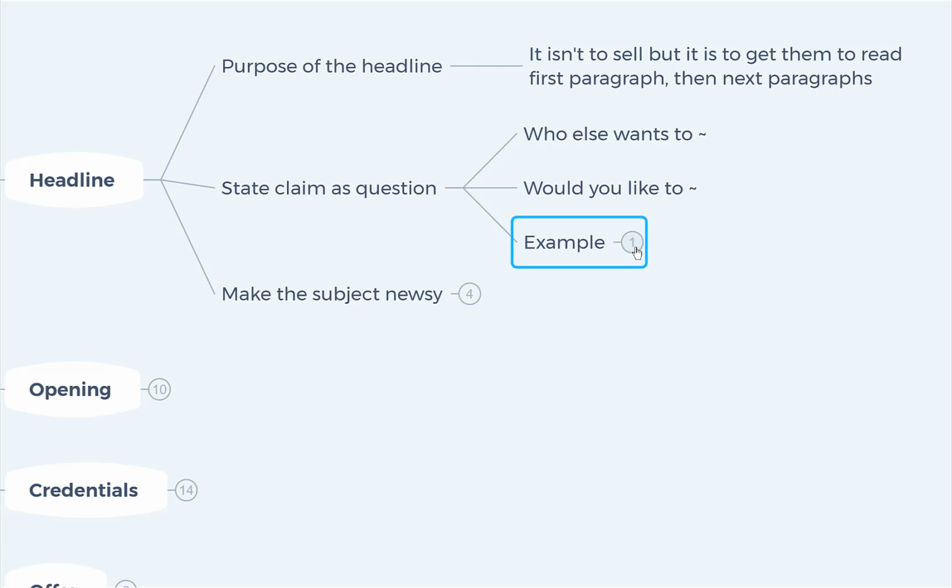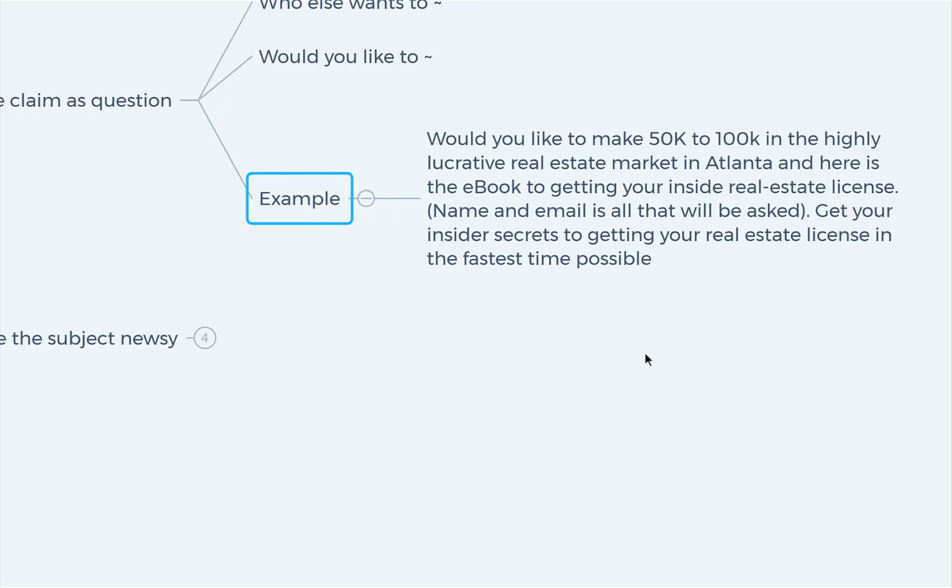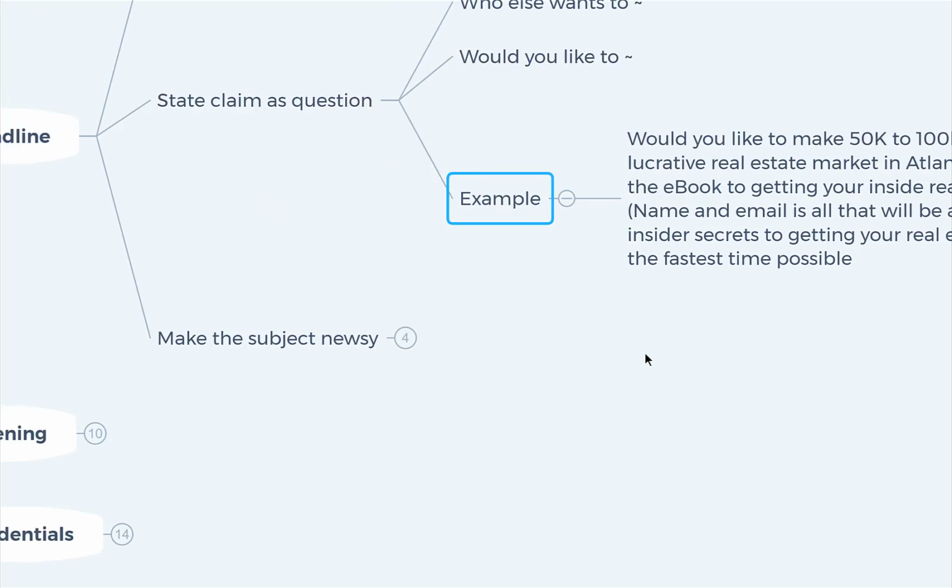For example, would you like to make 50K to 100K in the highly lucrative real estate market in Elena? And here is the ebook to getting your insider real estate license. Name and email is all that will be asked. Get your insider secret to getting your real estate license in the fastest time possible.